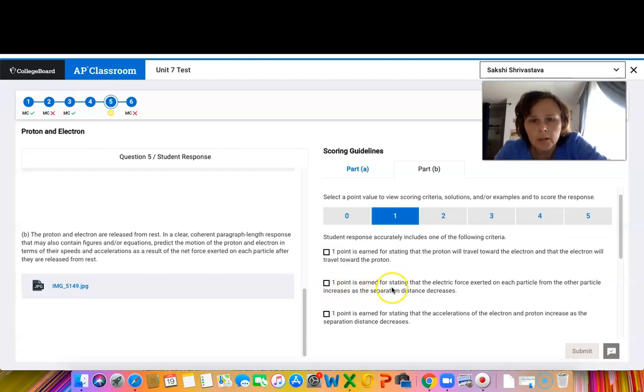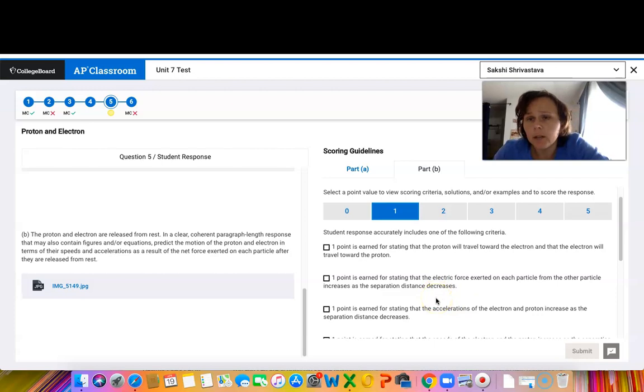The second point is earned for stating that the electric force exerted on each particle from the other particle increases as the separation distance decreases. Unfortunately, a lot of you did not go this direction. You did not explain what happens as the distance decreases. You said they're going forward, but then most of you said because the proton's mass is greater, the acceleration is going to be less, and that's it. You didn't really go any further than that. But you're not getting a point for that, unfortunately.